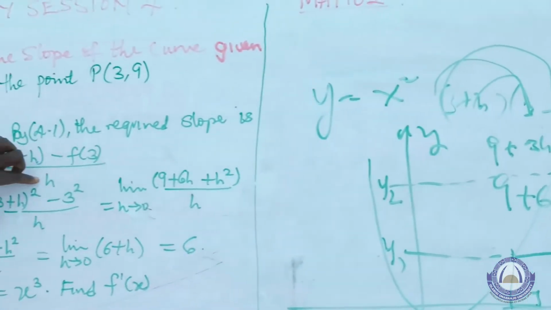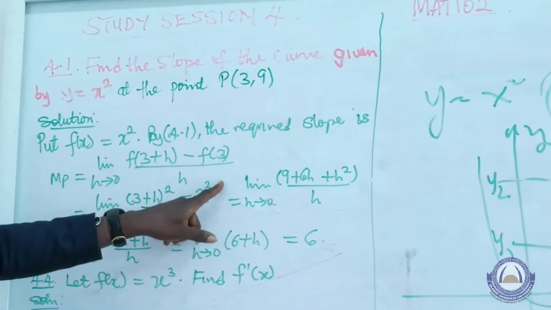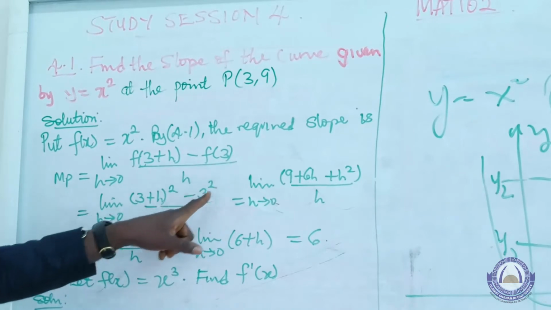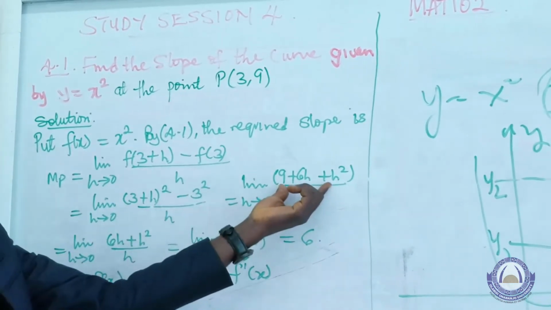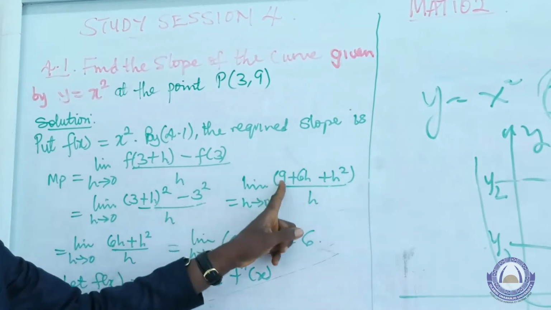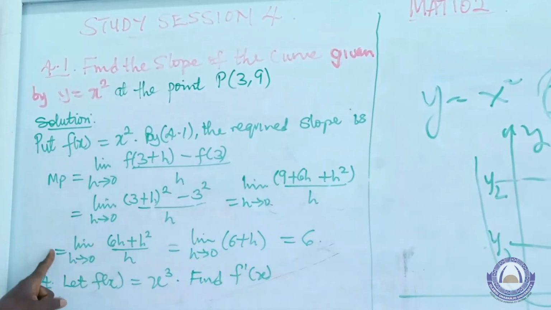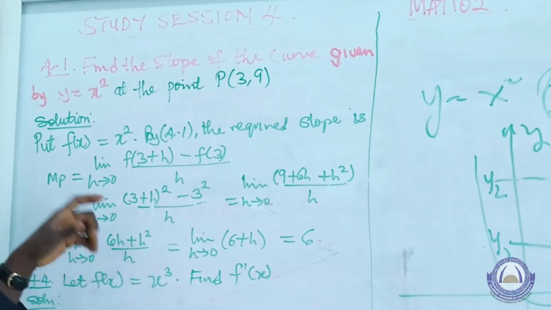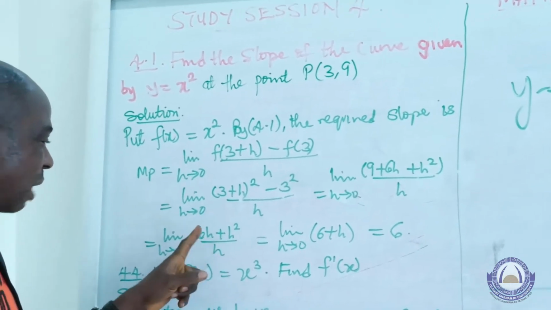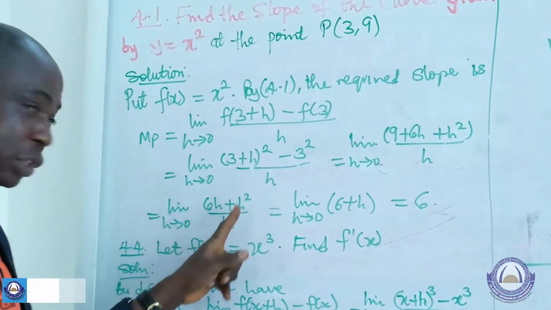So we have this. Then f of 3 is 3 raised to power 2, which is equal to 9. So if you open the bracket, all over h, we have this. Then minus 9, this now will cancel. So we have the limit as h tends to 0 of 6h plus h to the power 2 over h. Then h is common, so we have h in the numerator and the denominator.